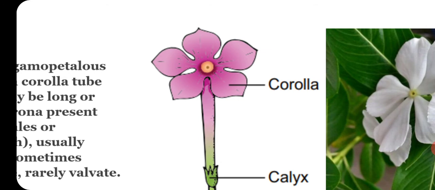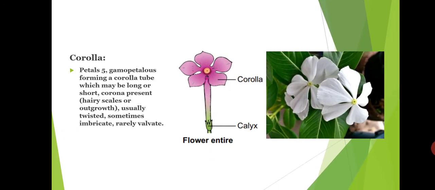That is the upper portion, and the lower portion is also part of the corolla, but it is very slender, but the upper portion is broad and showy. Such an arrangement is called hypocrateriform corolla. Clear? And that is one speciality.